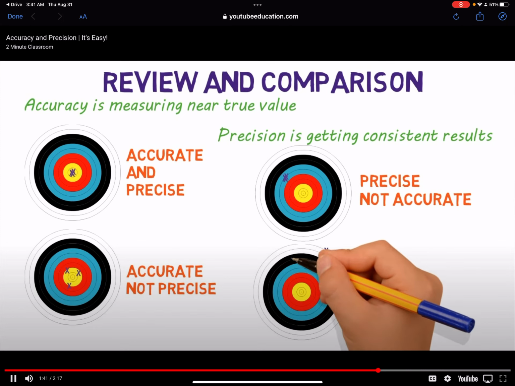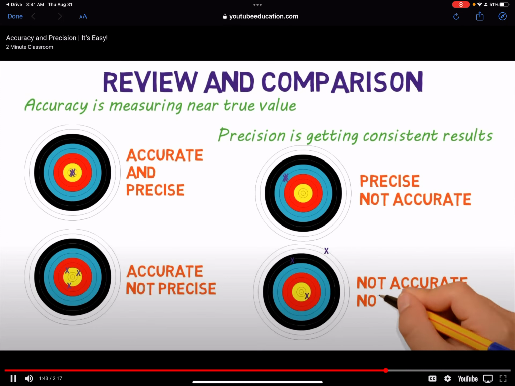And finally, this is neither precise nor accurate. This is pretty much how it looks when I'm shooting. No consistency, not equidistant from the center, just random.